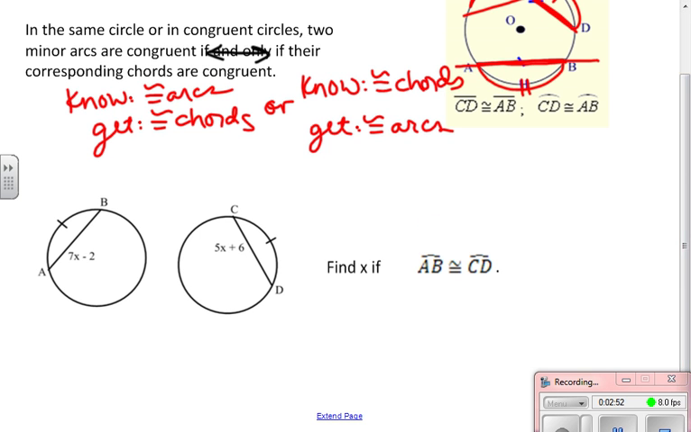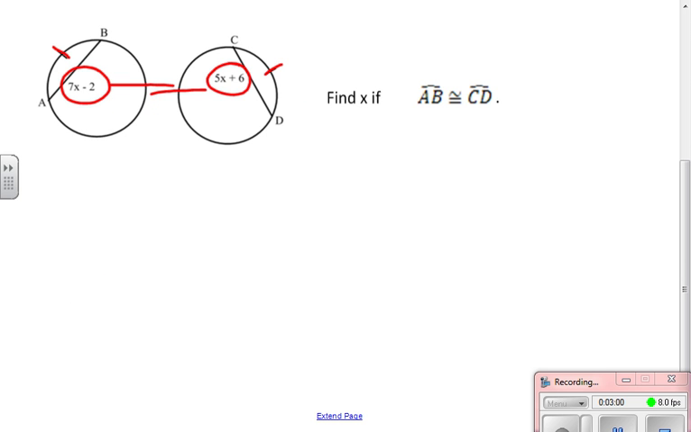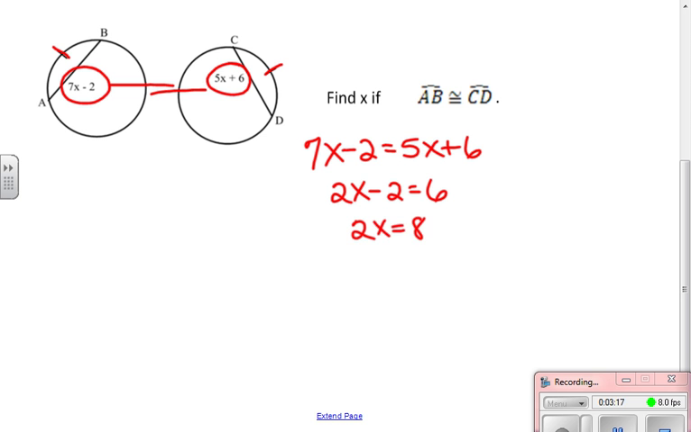So if I look at this example down here, I'm given equal chords, or equal arcs, which means my chords are equal. And this becomes a very simple algebra problem then. 7x minus 2 is equal to 5x plus 6. If you subtract 5x from both sides, you have 2x is equal to 6. Add 2, 2x is equal to 8. Divide, x is equal to 4.